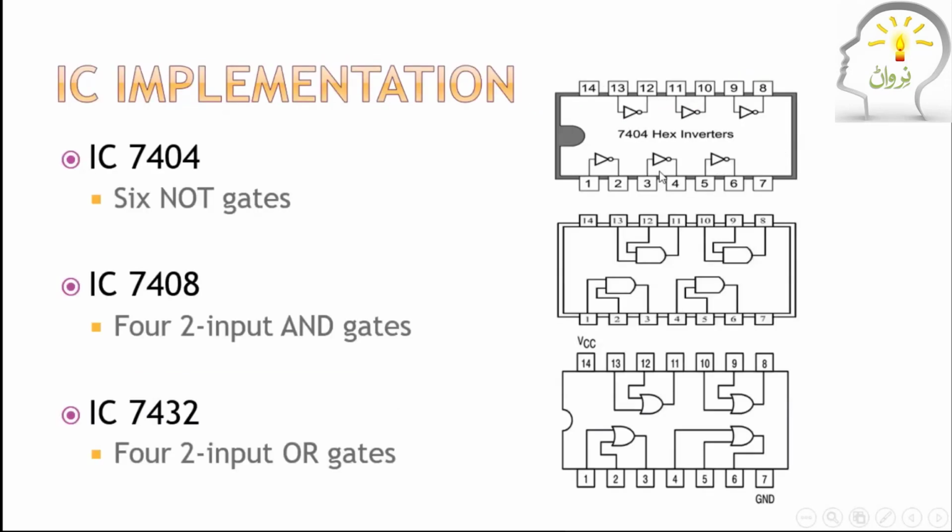IC is the short form of integrated circuit. What is inside IC 7404? Sir, 6 NOT gates. Okay, 6 NOT gates in one IC. Right? Yes, sir. And this is another IC, which has 4 AND gates and 4 OR gates here. So you can buy these ICs and do lab work at your home.